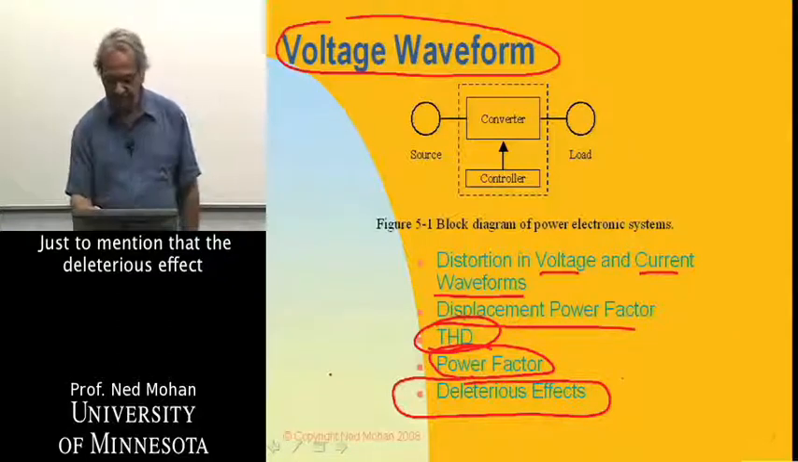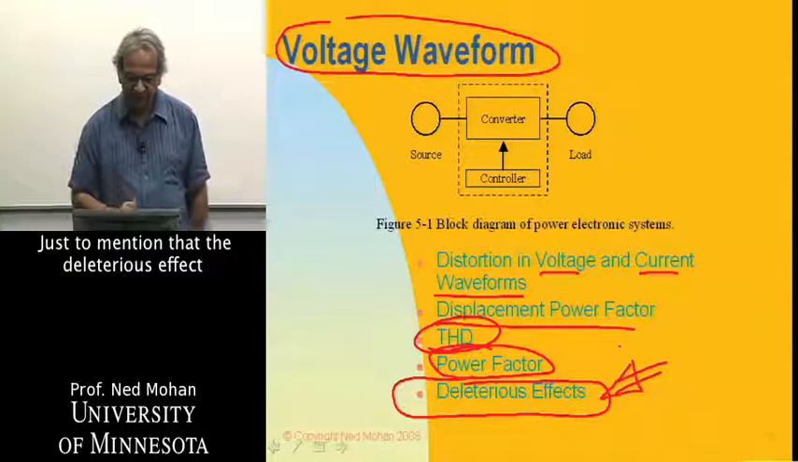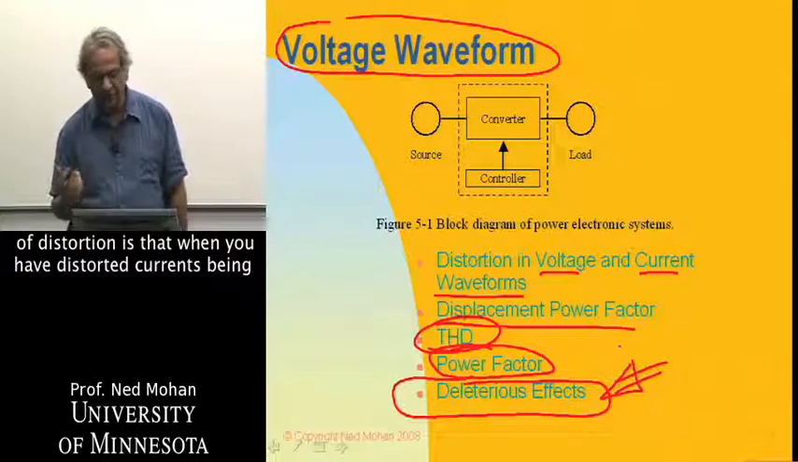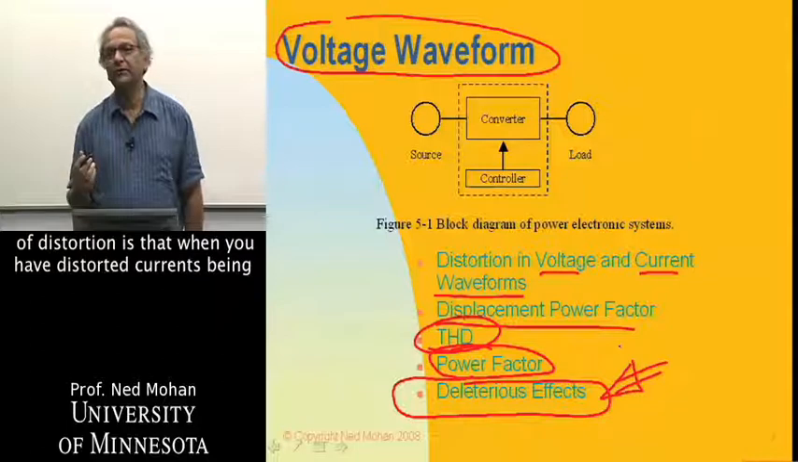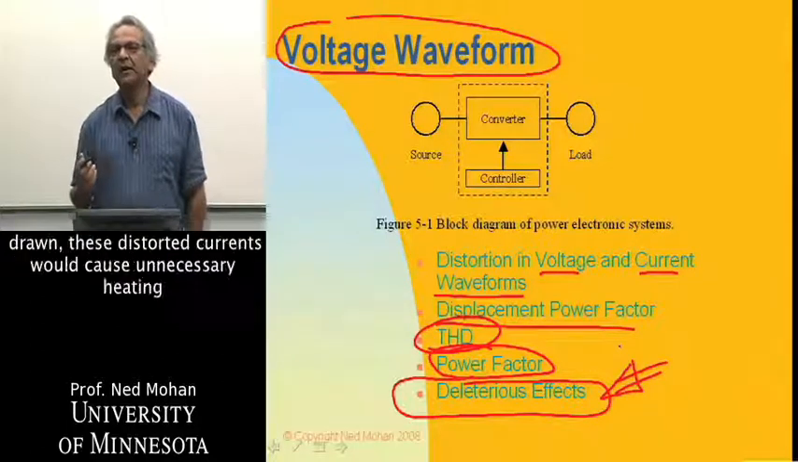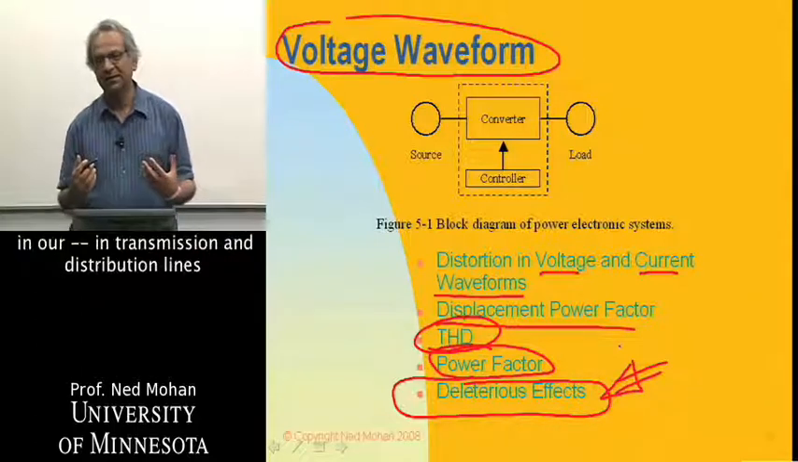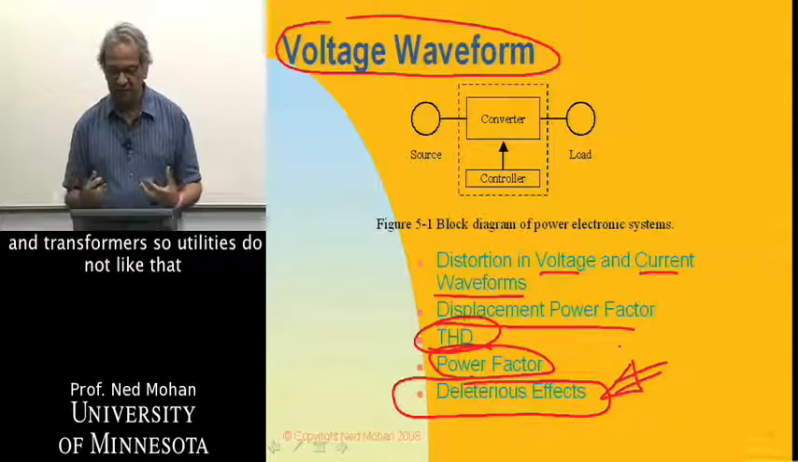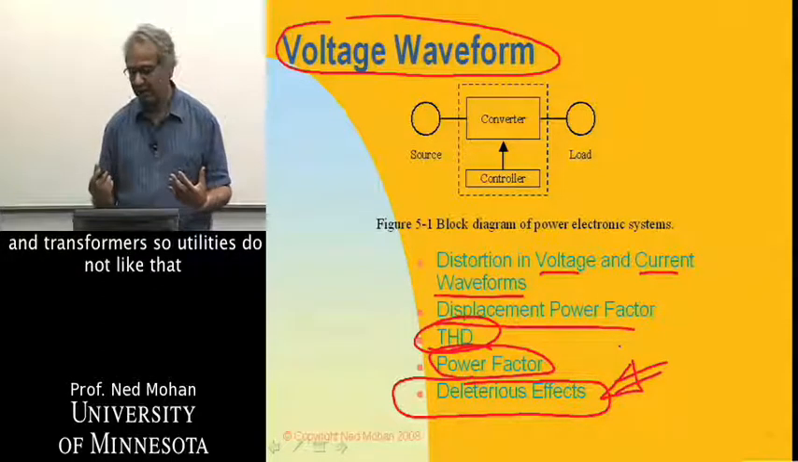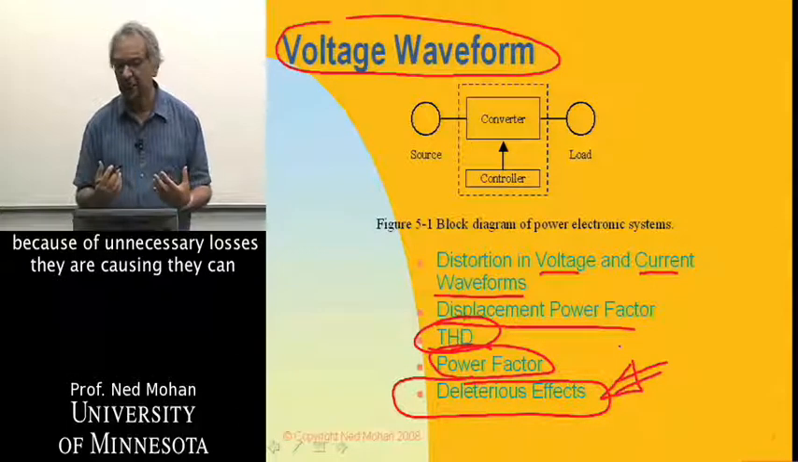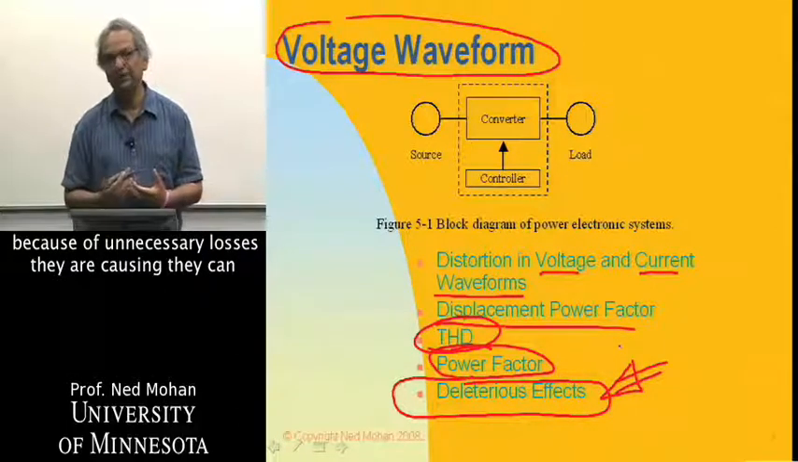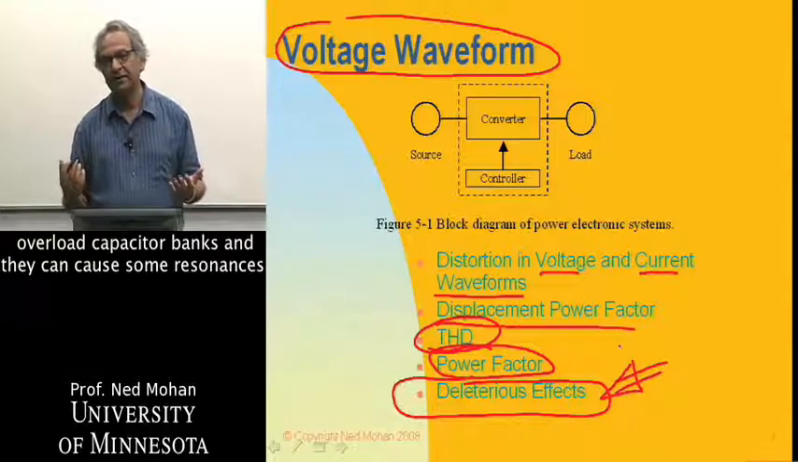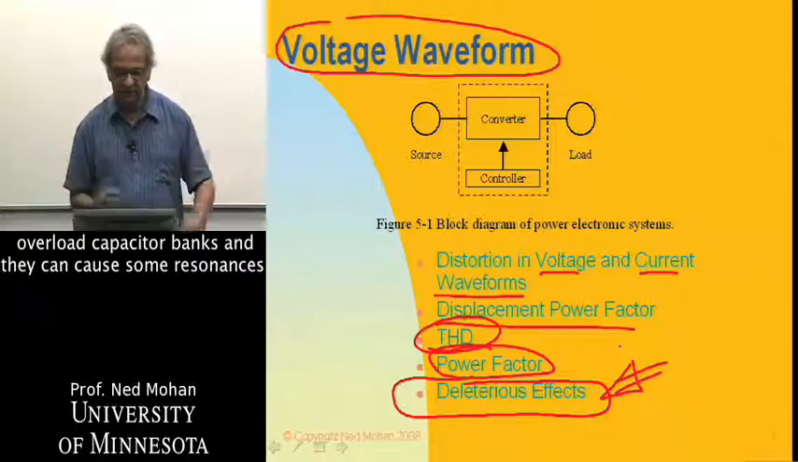Just to mention, the deleterious effect of distortion is that when you have distorted currents being drawn, these distorted currents would cause unnecessary heating in transmission and distribution lines and transformers. So utilities do not like that because of unnecessary losses they are causing. They can overload capacitor banks, and they can cause some resonances in the system.